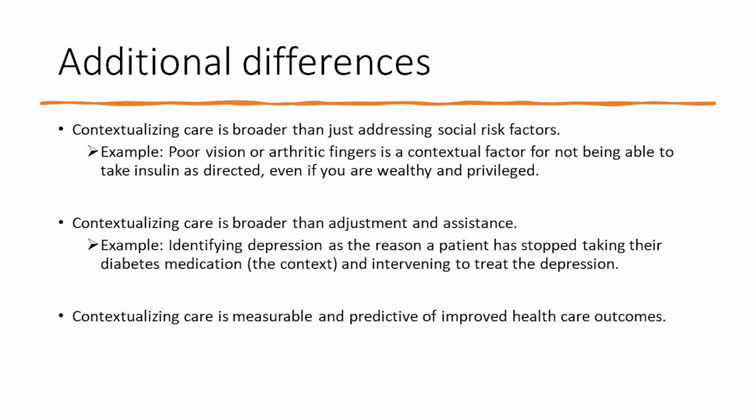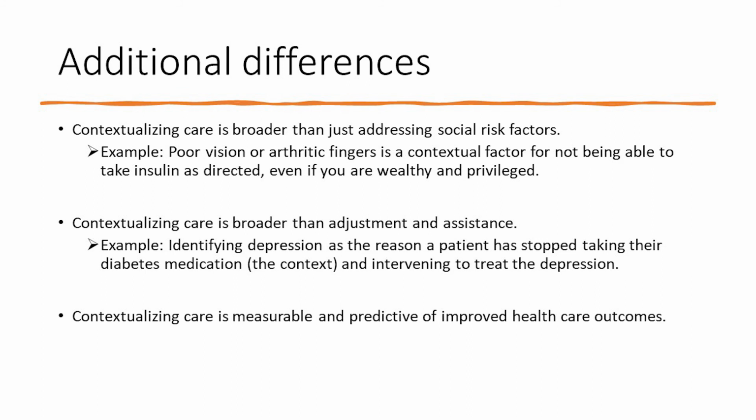So for example, identifying depression as the reason a patient has stopped taking their diabetes medication, the context, and intervening to treat the depression would be a form of contextualizing care, even though it doesn't require specifically assistance or adjustment. And finally, contextualizing care is measurable and predictive of improved healthcare outcomes. We know that because we have the 4C coding system to assess it.